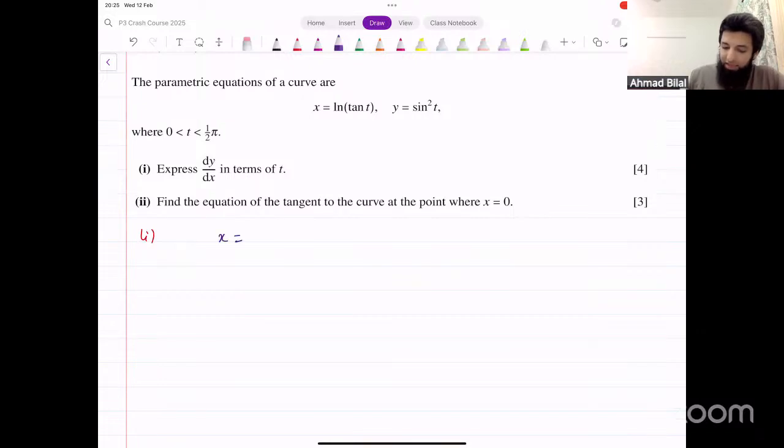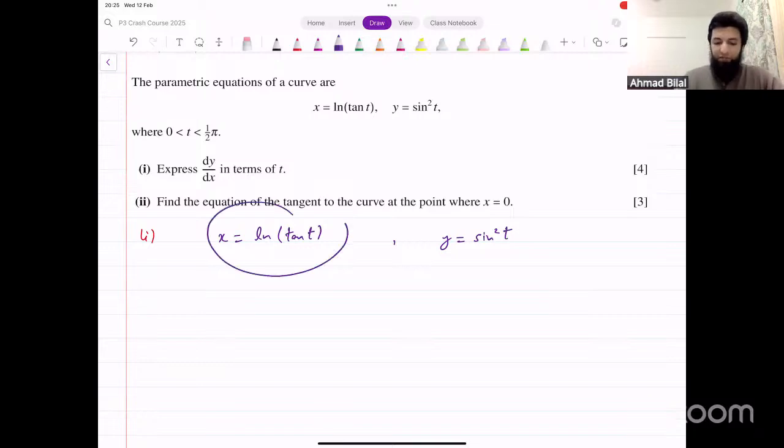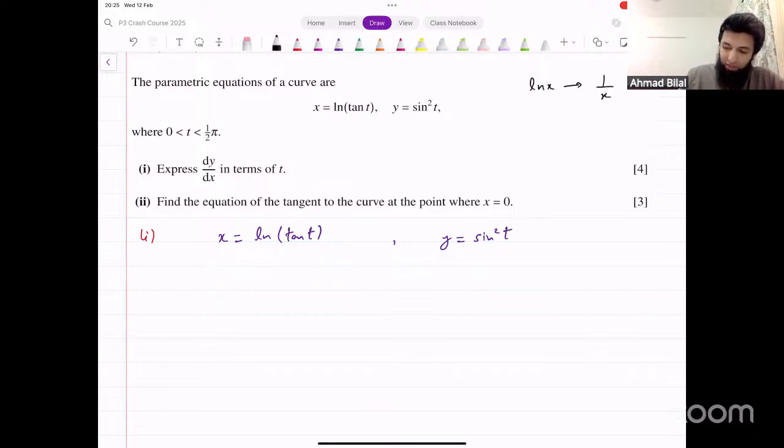One equation is x equals ln of tan t. And the other equation is y equals sine square t. How do we differentiate the first one? Which rule is going to apply? The ln rule, right? Because ln is the outer function. What's the rule for ln x function? It's written in the formula sheet. Derivative of ln x is 1 over x. Okay, you can have a look at that.